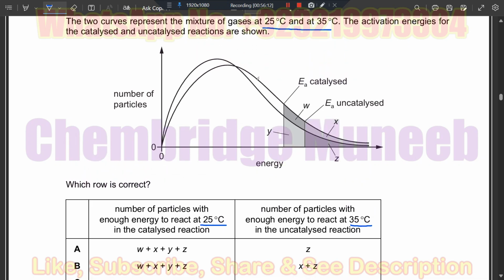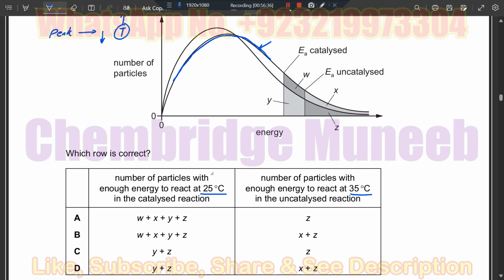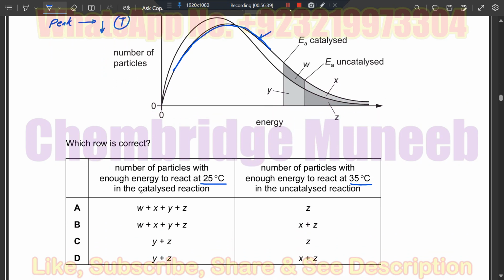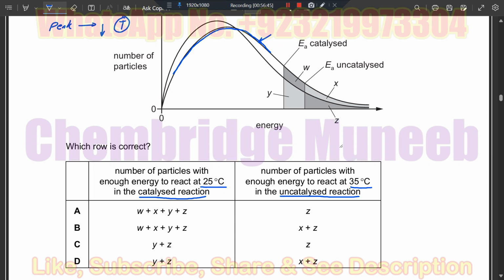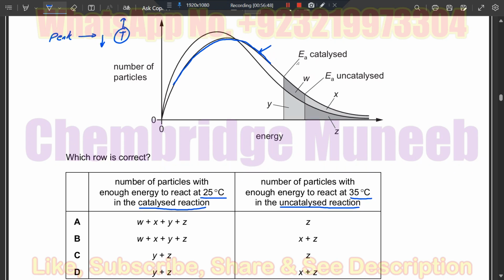If you look at these two curves, we know that when there is a higher temperature, the peak shifts to the right and to a lower position. So this peak, if I label it, is the peak which is shifted to the right and to a lower position at a higher temperature. So at 35 degrees centigrade, this should be the right peak. But you also have to consider the second factor. In the first column, it says catalyzed reaction, and the second column says uncatalyzed reaction. When we apply the catalyst, the vertical bar shifts to the left side, and when there is no catalyst, it is moved to the right side.